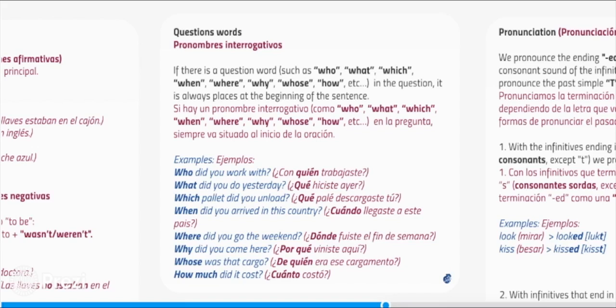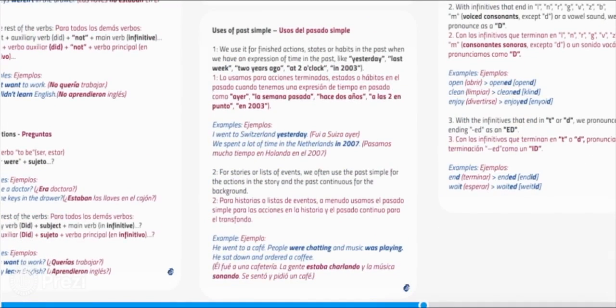Uses of past simple. 1. We use it for finished actions, states, or habits in the past when we have an expression of time in the past, like yesterday, last week, 2 years ago, at 2 o'clock, in 2003. Examples: I went to Switzerland yesterday. We spent a lot of time in the Netherlands in 2007.